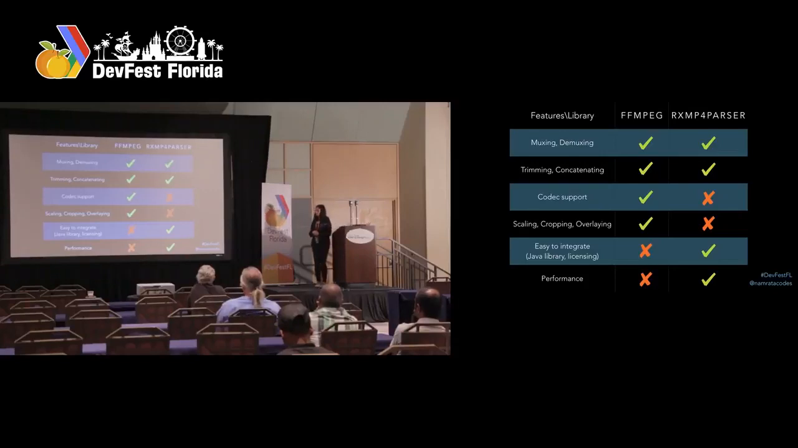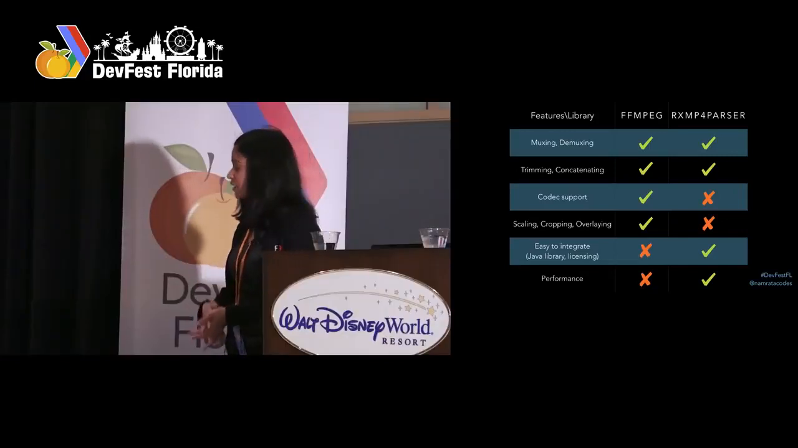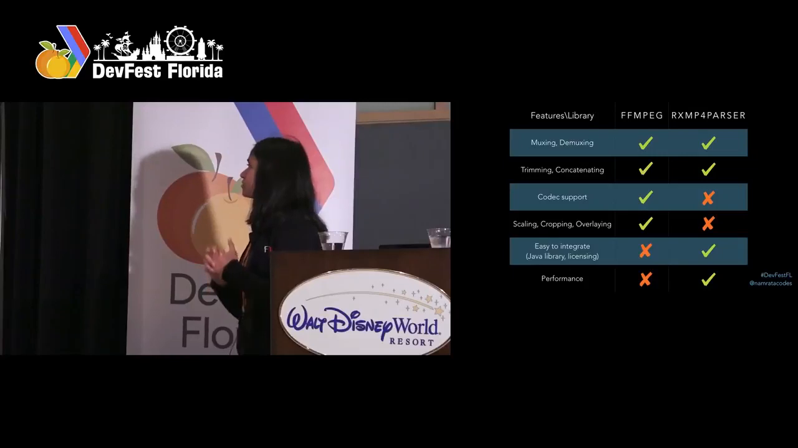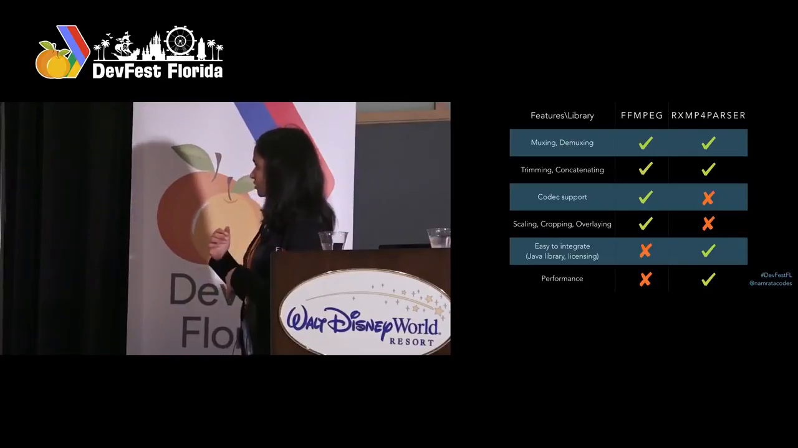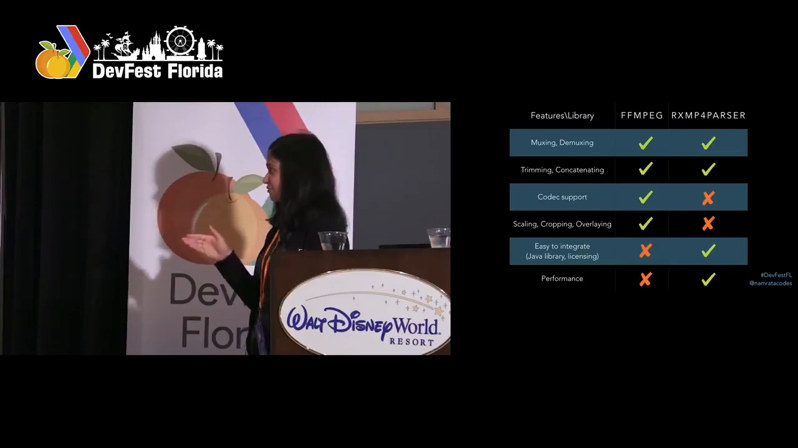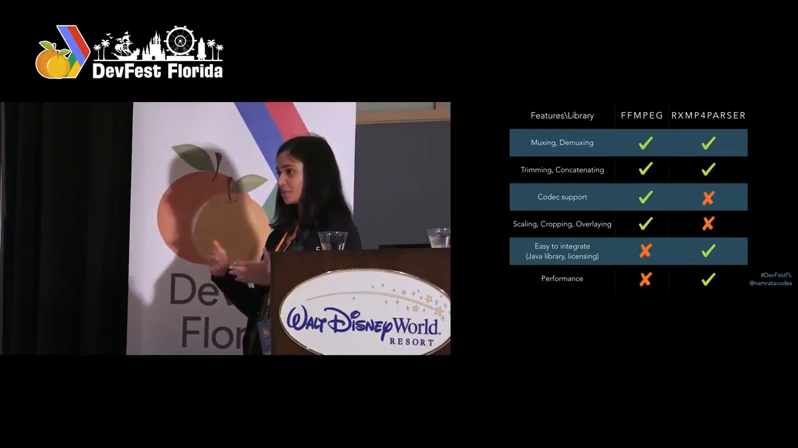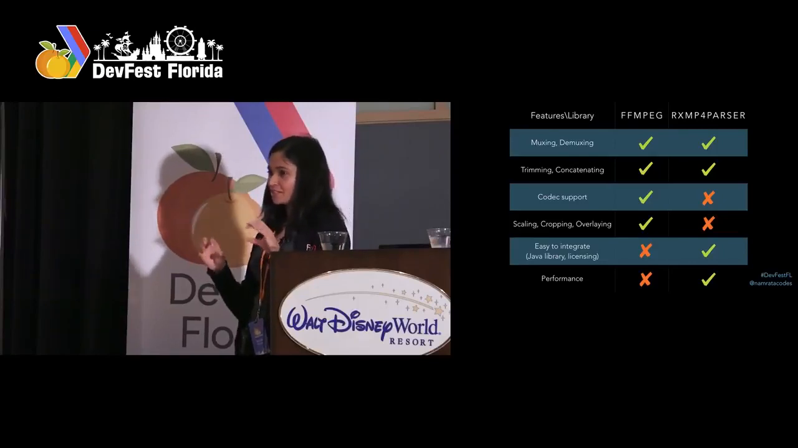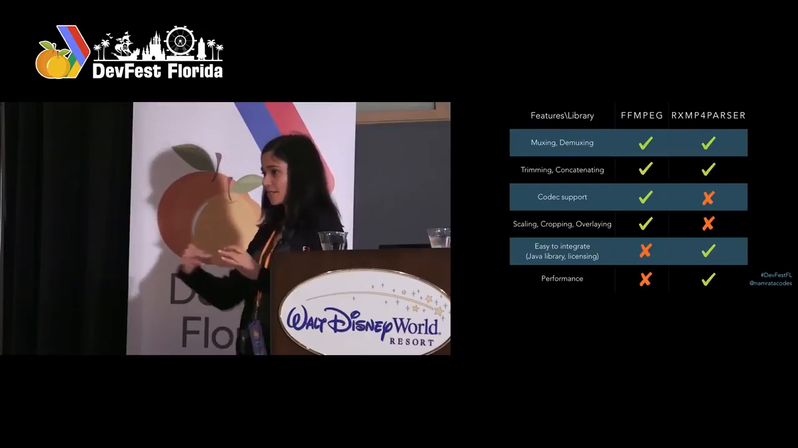So I just wanted to compare FFmpeg and MP4 parser in case you were trying to decide what to use in your app. So we saw that MP4 parser can do multiplexing and demultiplexing. It can do trimming and concatenation, but it doesn't have any encoding or decoding support. The one reason that it's a lot faster than FFmpeg is because it is not doing the encoding or decoding. It's just separating the container into the audio and the video streams, and it's operating on that data. So it doesn't have to do that extra step.